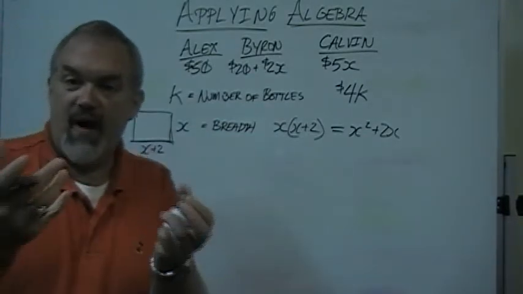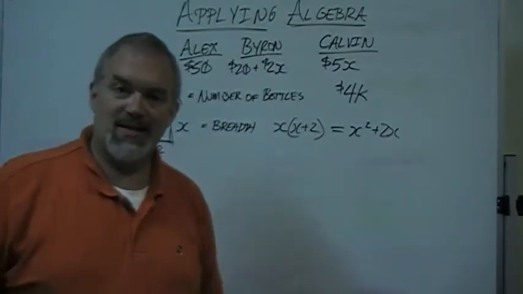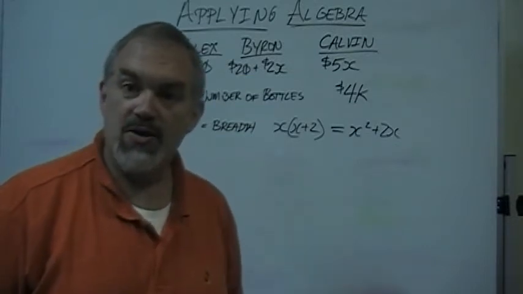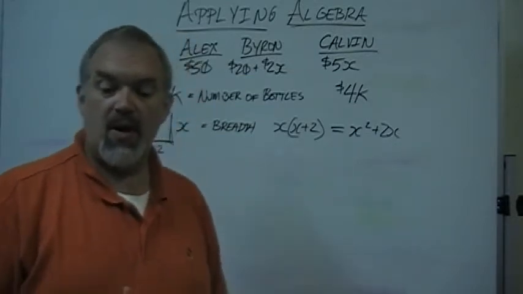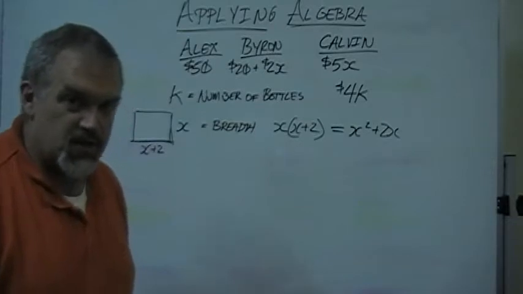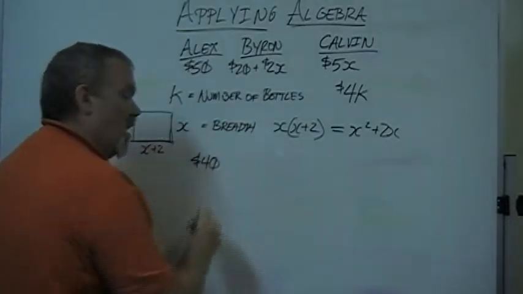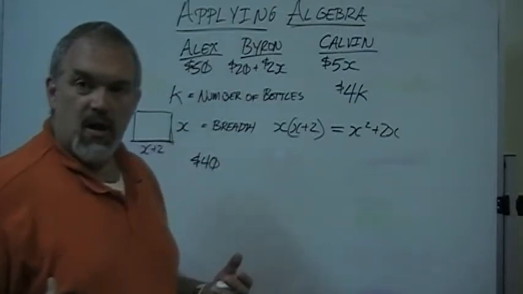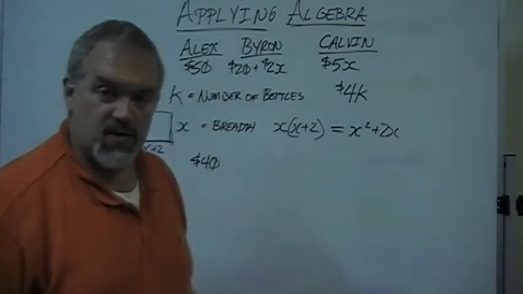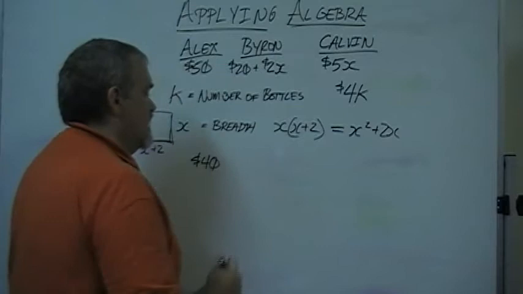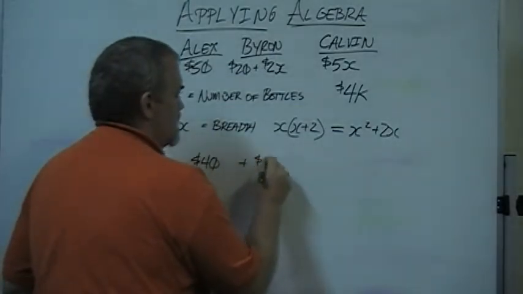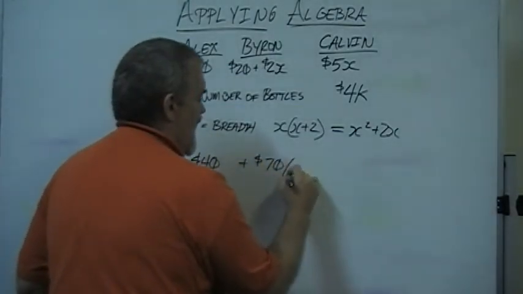Let's try a very real-world situation. Let's say you've got a broken pipe at home, so you call the plumber. And the plumber says, well, here's what it's going to cost you for me to fix it. It's going to cost a $40 call-out fee. In other words, he gets out of his truck at your house, it's going to cost $40. Plus, it's going to cost another $70 per hour.